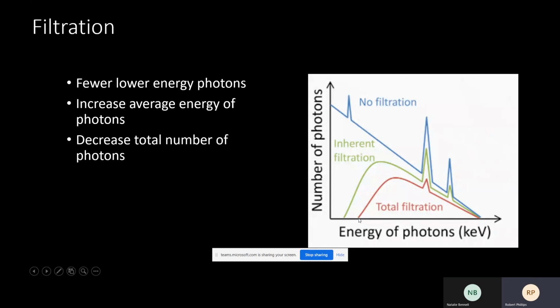So lower energy photons get filtered. Because lower energy photons get filtered, the average energy of photons also increases, and there will be a decrease in the total number of photons. So is it clear?